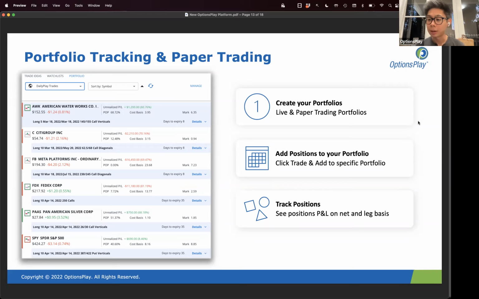You know, a lot of you asked about automated credit spreads. A lot of you asked about portfolio tracking. So hopefully these are all the things that you guys were looking for that wasn't available on OptionsPlay before, that we have now included to hopefully provide you with the tools that you need.